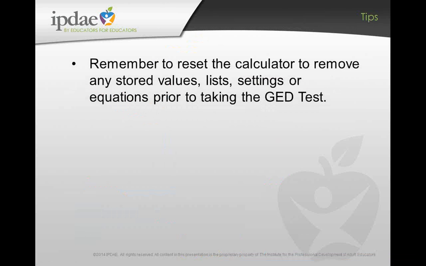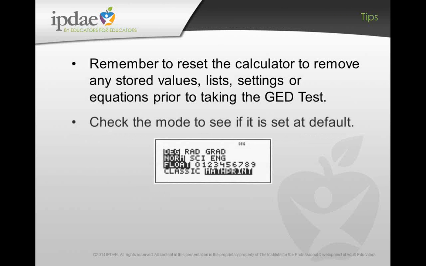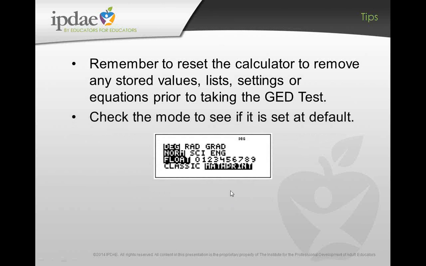Okay, again, I already went over this. Remember to reset the calculator every time you use a new calculator and start fresh, especially when you're using these GED calculators that are loaned by each GED testing center. Check the mode to see if it's at default. So this is the default in the screen. This should be the settings that you have in your calculator. The degree has to be highlighted. Normal has to be highlighted. Floating has to be highlighted, and math print has to be highlighted. And I'm going to talk about what these things mean.